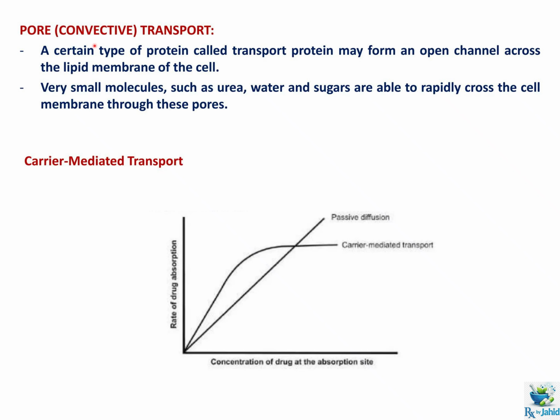The next one is pore or convective transport. A certain type of protein called transport protein may form an open channel across the lipid membrane of the cell. Very small molecules such as urea, water, and sugar are able to rapidly cross the cell membrane through these pores. And last one is carrier mediated transport.